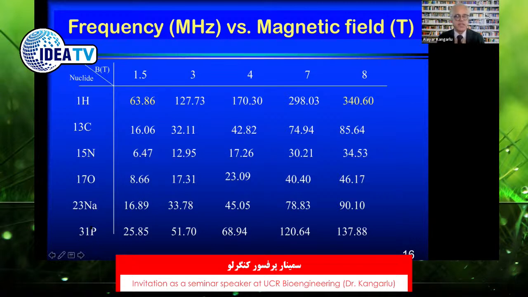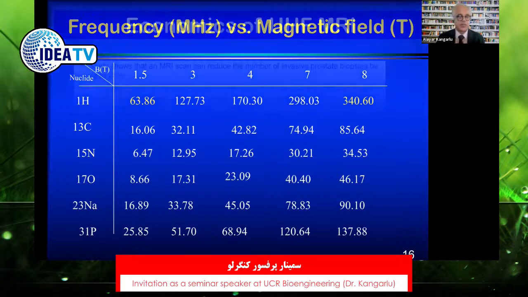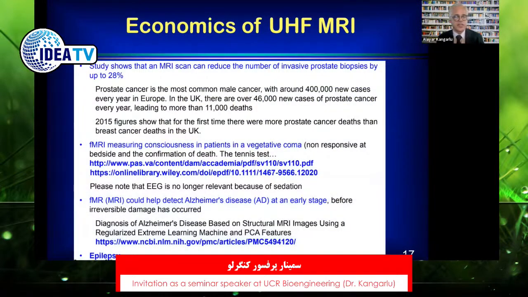Phosphorus 31 is very important in ATP and cardiac energetics, and cardiac phosphorus spectroscopy is a very powerful tool in animal scanners. And as we go to higher fields and the ultra high field scanners become equipped with more robust hardware, it can move into the clinical settings as well.